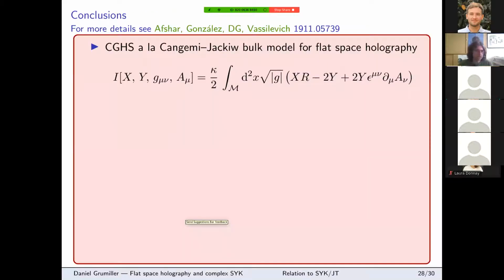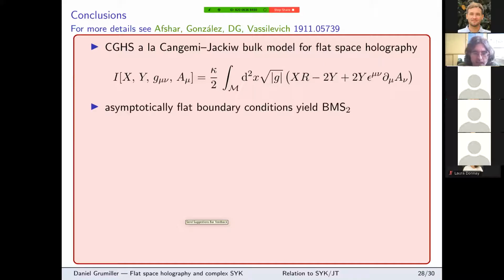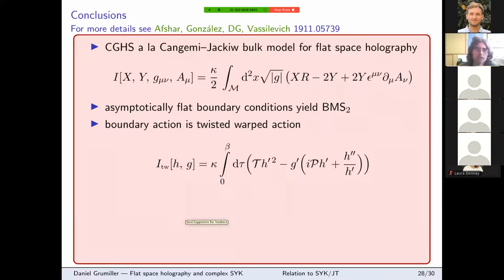So to summarize the key steps, the CGHS model a la Kangemi-Chakif appears to be a nice bulk model for flat space holography. Here's again the action in the metric formulation. And if we impose asymptotically flat boundary conditions, we obtain BMS2 asymptotic symmetries. The boundary action, so the analog of the Schwarzian action, is this twisted warped action that depends on this time reparametrization field H and on the phase field G.